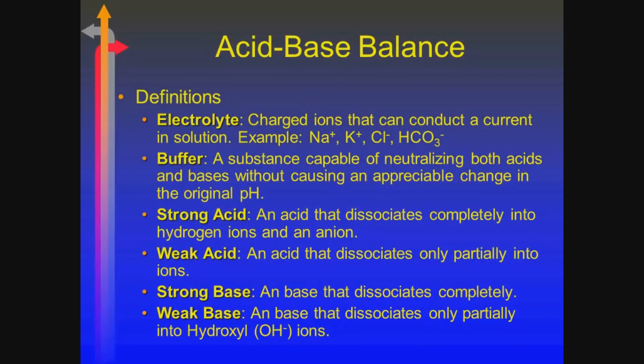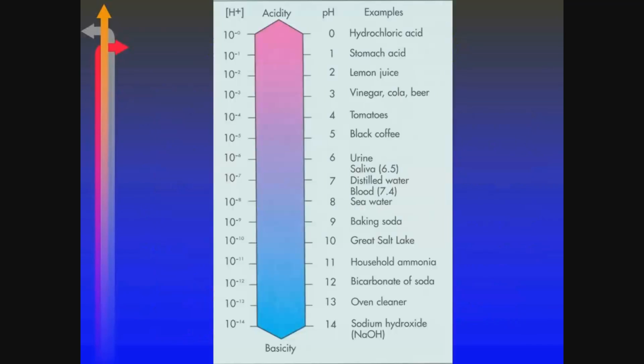Strong base, weak base, exactly the same as far as whether or not they dissociate completely. Here's a slide showing different things that are acidic through basic on the bottom. Basicity, it just sounds wrong, right? How about alkalinity? And blood, you see, is slightly on the alkaline side of 7.0, where 7.0 is assumed to be neutral pH, distilled water.